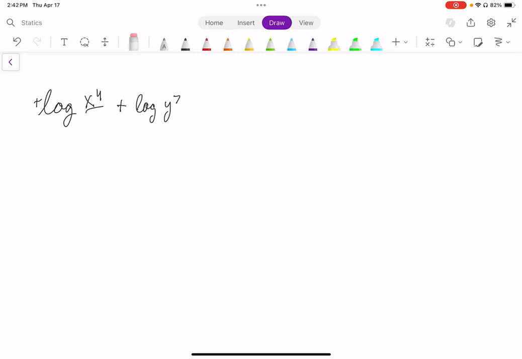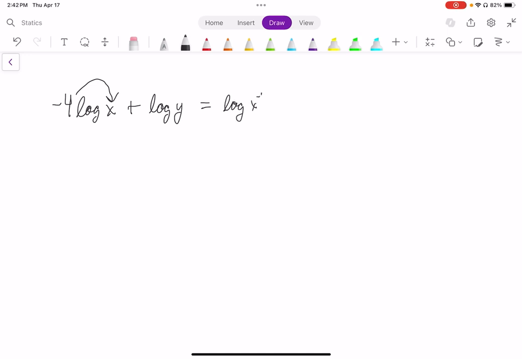Working another example, this one I'll go step by step, just so you can see what I'm actually doing here. Consider the expression -4 log x plus log y. Now, I can rewrite this expression by moving the exponent to our x, giving me log x to the -4th plus log y.